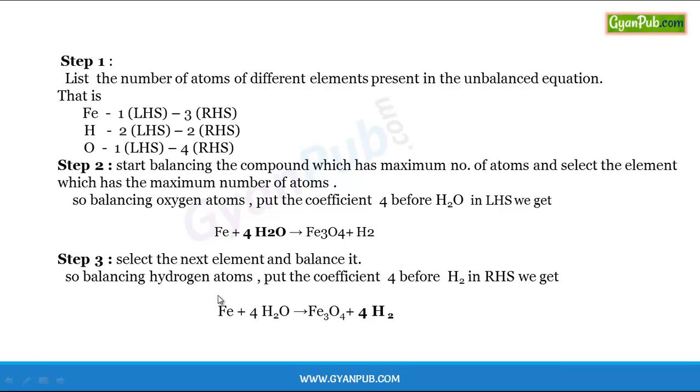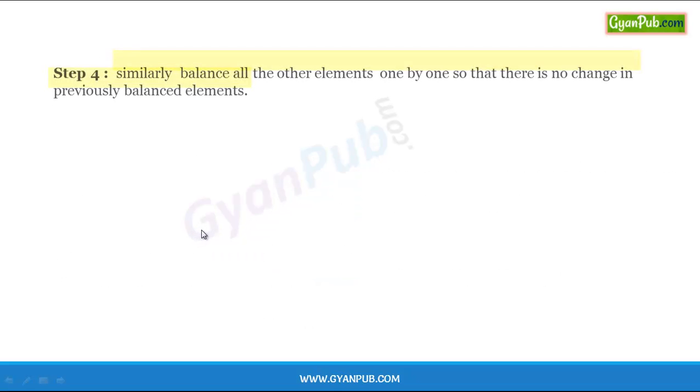So again analyzing the list of the number of atoms of the different elements present. Now we have one iron atom on the left hand side and 3 iron atoms on the right hand side, and 8 hydrogen atoms on the left hand side and 8 hydrogen atoms on the right hand side, and we also have 4 oxygen atoms on the left hand side and 4 oxygen atoms on the right hand side. So we have hydrogen and oxygen balanced, with 8 hydrogens on both LHS and RHS, that is left hand side and right hand side, and 4 oxygens on both the right hand side and left hand side.